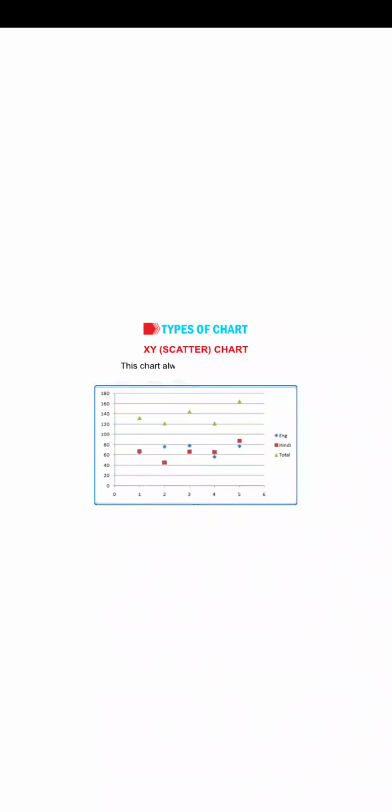Number 5. XY scatter chart. This chart always has 2 value axes. One set of numerical data is displayed along the horizontal axis, that is x-axis, and another set is represented by the vertical y-axis. X-axis is usually assigned to an independent variable and the y variable then becomes the dependent variable.